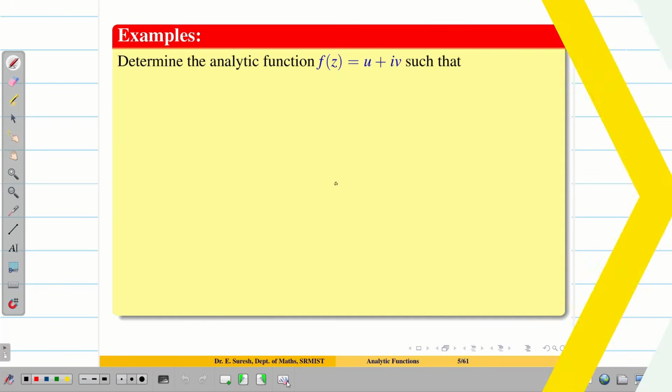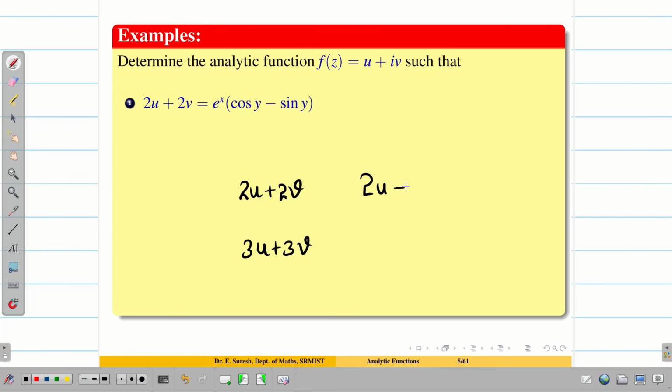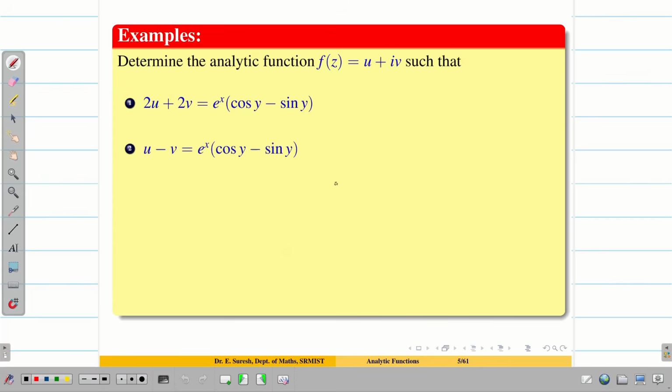But now, suppose we want to find the analytic function f of z, but the problem is like given 2u plus 2v, 3u plus 3v, or 2u minus 3v, 3u plus 2v. If you get mixed kind of u and v, how to solve it? There comes a question. We don't know which is the real part or which is the imaginary part, how to handle these problems. In today's session, we are going to deal with these kind of problems.